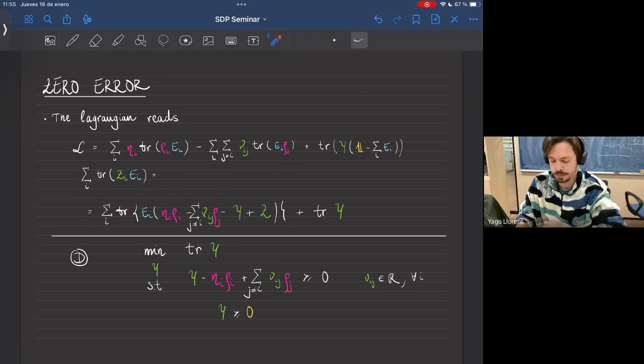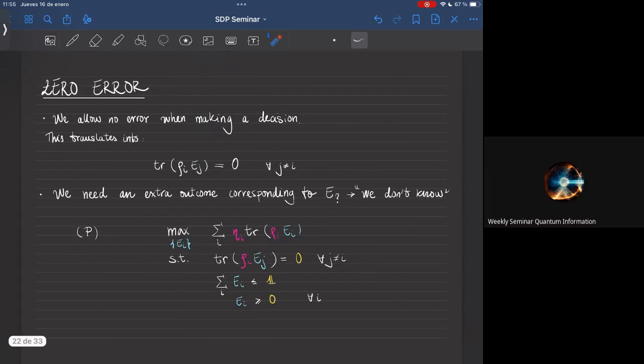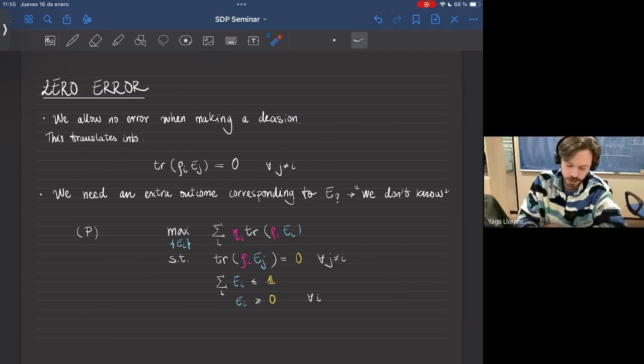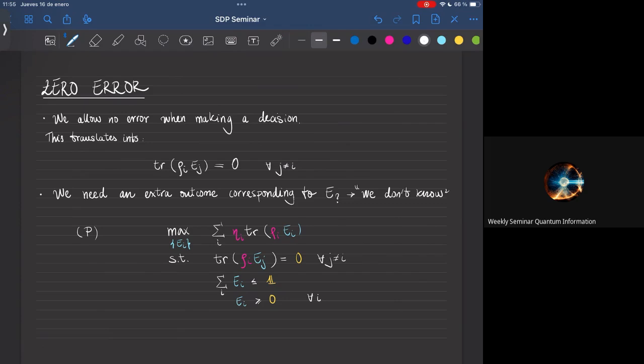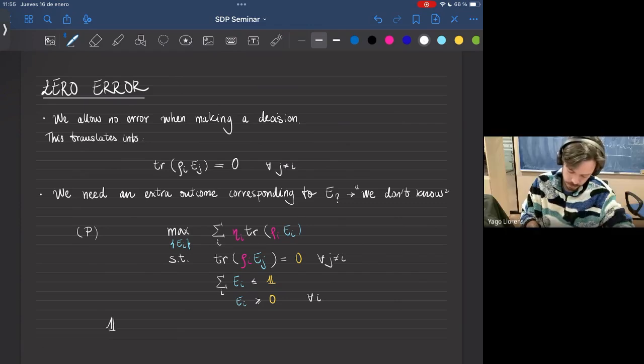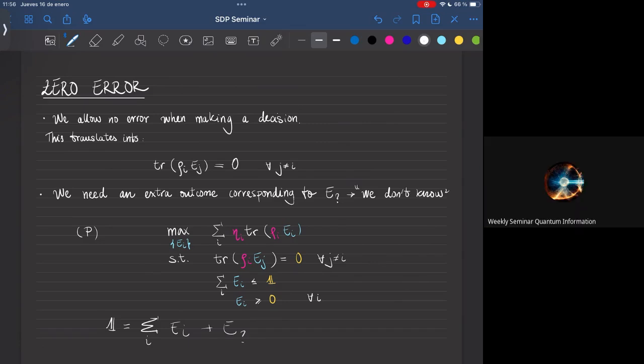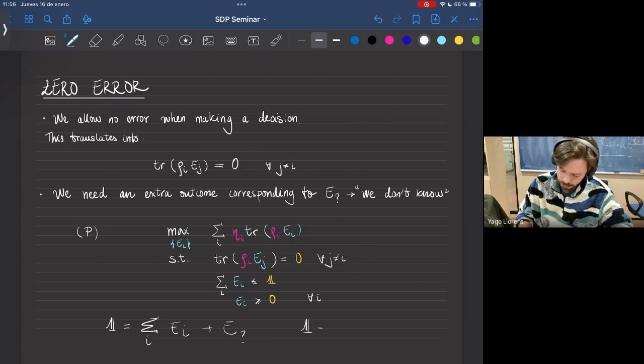So how is the positivity of E question mark assured here? Because it has to be a P of M, right? Yes. So it is equal to the sum over i of all elements plus, right? Yes. So identity minus the sum of all E_i's is equal to 0 from here.